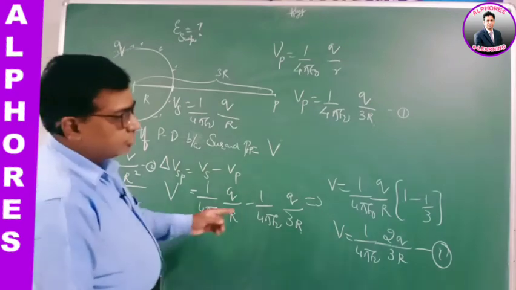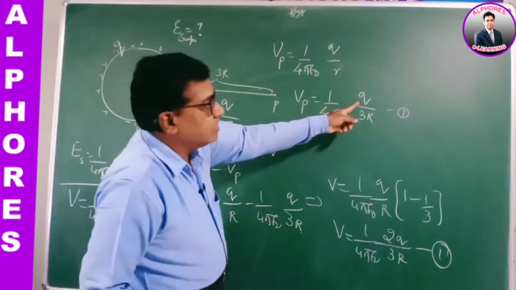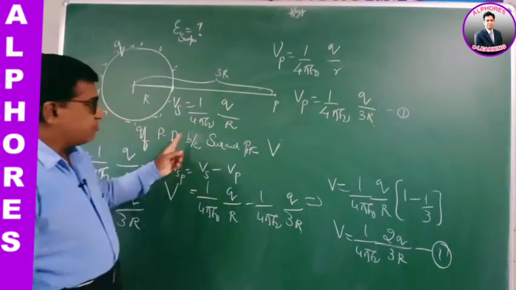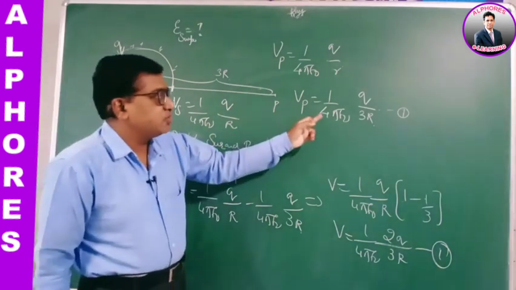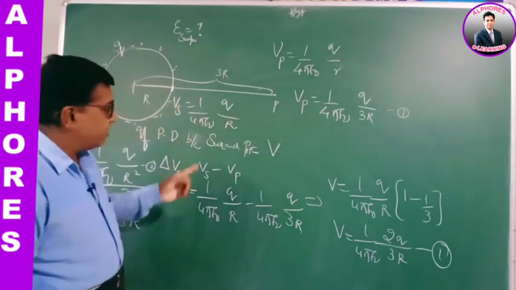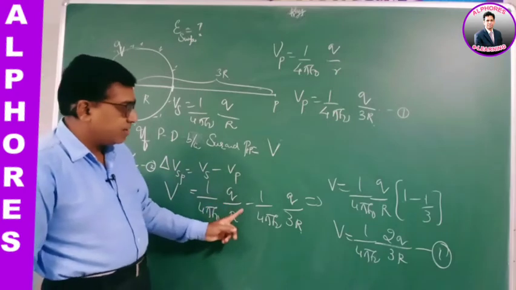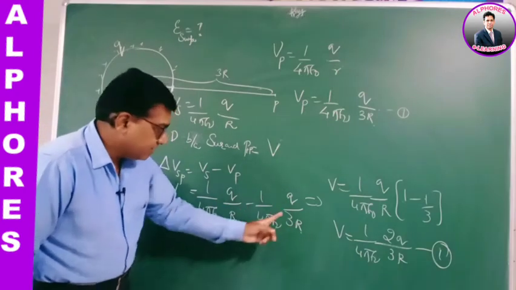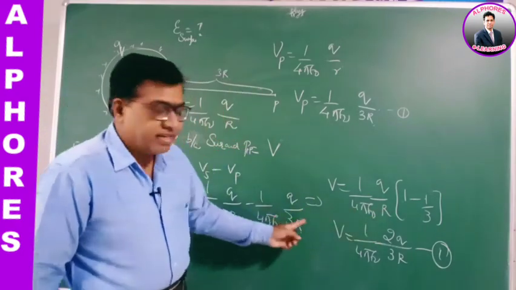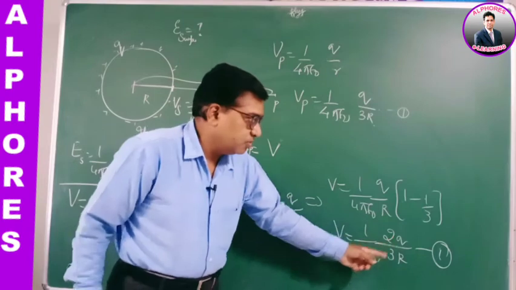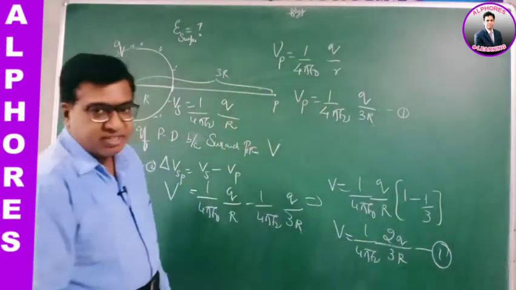So therefore the potential at the outside point is 1 by 4 pi epsilon q by 3r, and at the surface point it is 1 by 4 pi epsilon q by r. Then the potential difference between these two, the outside point P and the surface point, Vs minus Vp, is given as V. So V is 1 by 4 pi epsilon q by r minus 1 by 4 pi epsilon q by 3r. Taking 1 by 4 pi epsilon q by r common, 1 minus 1 by 3 is 2 by 3, so 2q by 3r is the potential difference V.